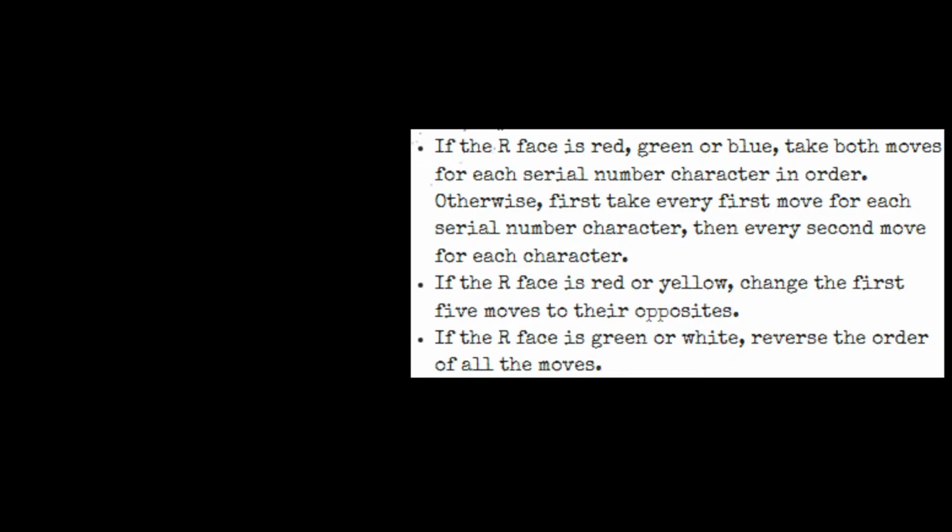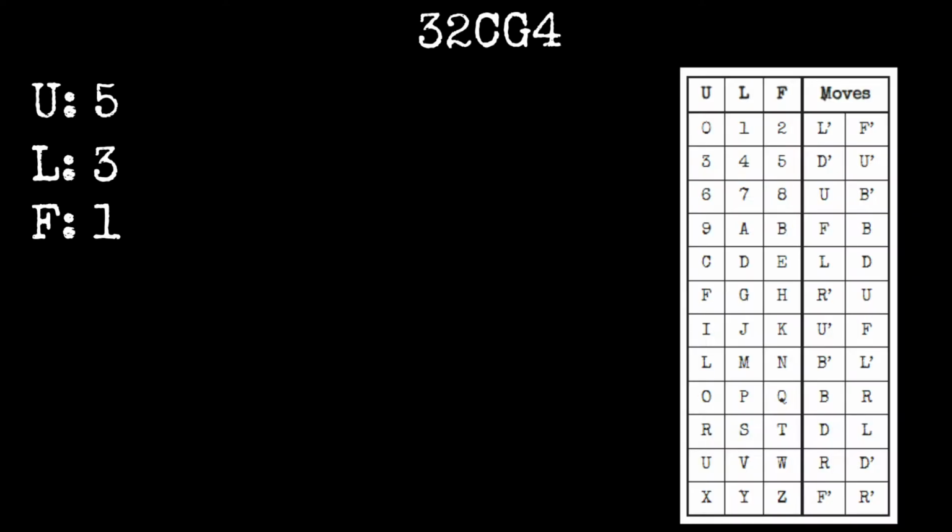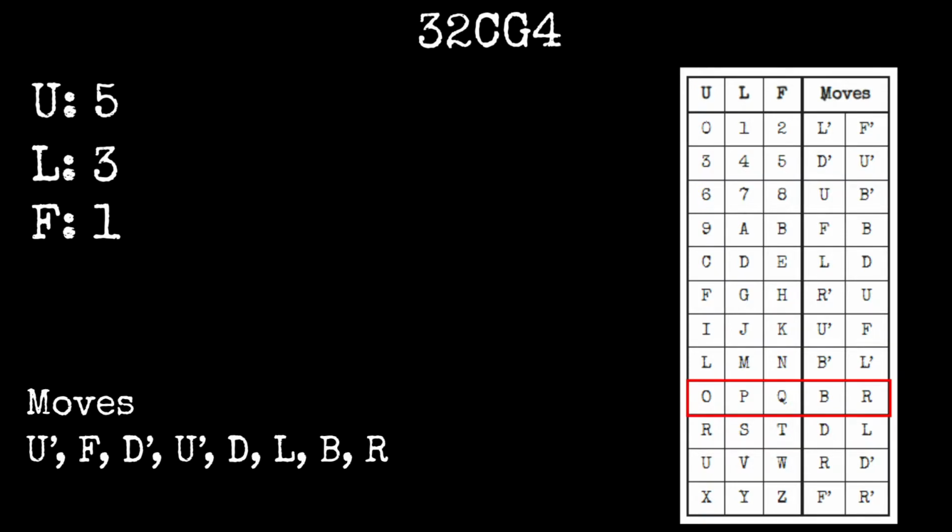The right face is green, so we are taking both moves and we must reverse the order of all the moves. First character is 3, which gives us the moves U' and F. 2 gives us the moves D' and U'. C gives us D and L. G gives B and R. And 4 gives us L and D.